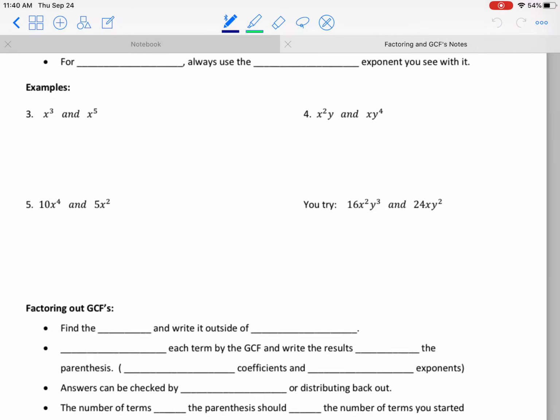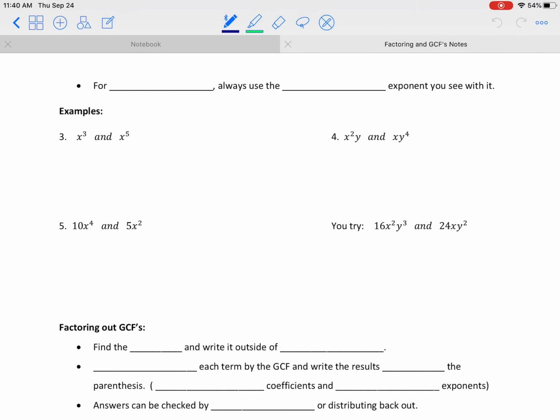Let's look at some that contain some variables, okay? How do I find the greatest common divisor for a set of variables like x cubed and x to the 5th? Well, remember, we could do the tree thing, say x cubed is x times x times x, and x to the 5th is 1, 2, 3, 4, 5 of those being multiplied together. So if I was circling what they have in common, well, they both have 1, 2, 3 x's in common. So here the GCF is going to be x to the 3rd power.